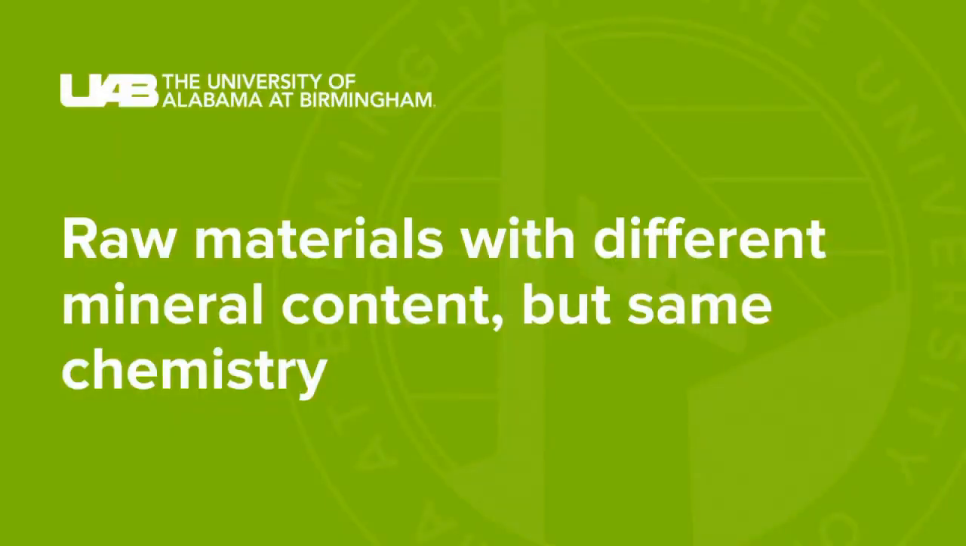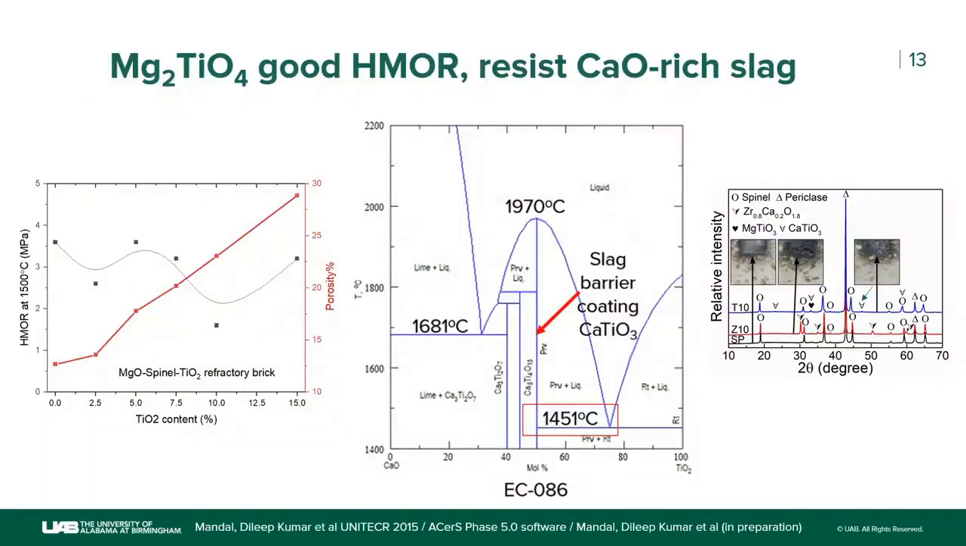Now the second thing is, let's say you do XRF and you see that the chemistry of the raw material is the same, but it has some difference in mineral content. I will go for the example of magnesium titanate, but before that let me explain why magnesium titanate. First, this is an in situ magnesium titanate forming brick with some in situ spinel, and as the titanium content increases, it forms more and more Mg2TiO4 and the porosity increases. And we all know as the porosity goes high, the strength goes low.